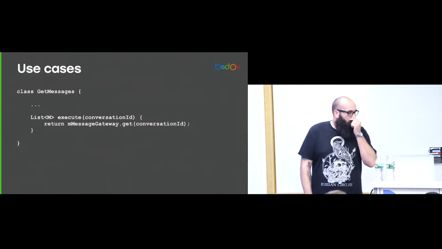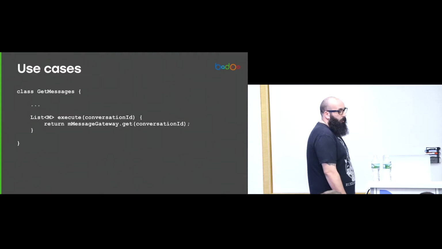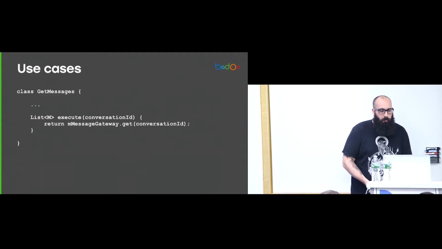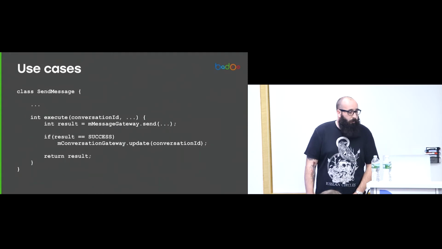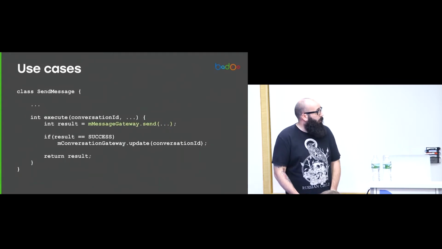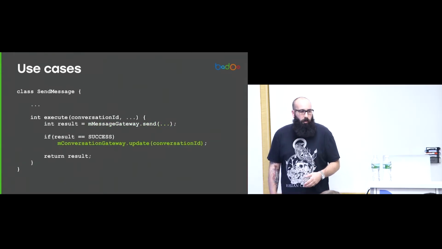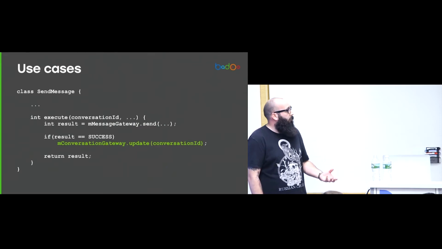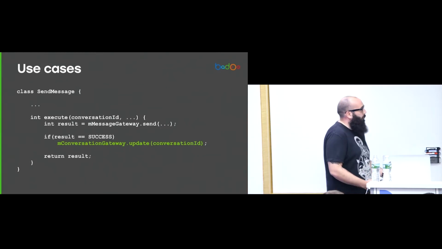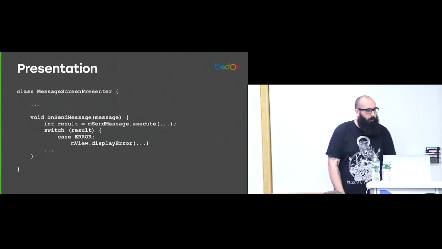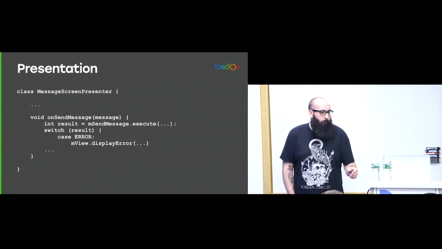The use case for getting messages would be pretty simple. It would simply talk to the message gateway and ask for a list of conversations. However, you may have use cases that are more complicated, and that's probably going to be the case. So for example, you might have something like this, where initially you send a message, and then if it's successful, maybe you want to update the conversation. So it knows it's been updated, it knows that there's a new message there, it wants to display that on a different screen or something like that. It's able to indicate that that's happened. And then finally, at the presentation layer, we have something like this. You send a message, there's an error, we display the error.